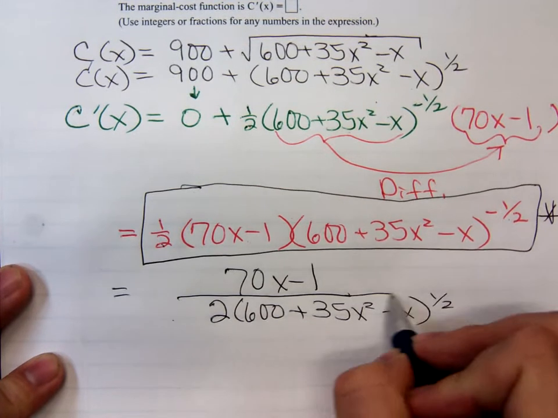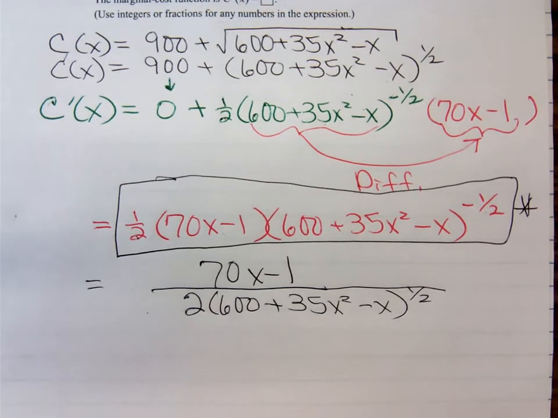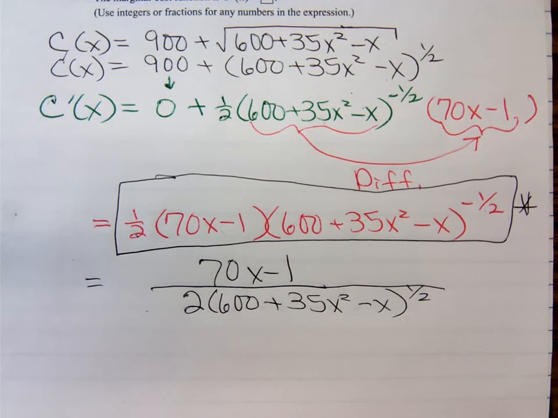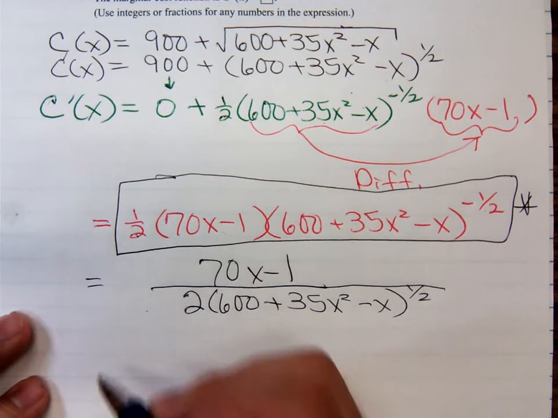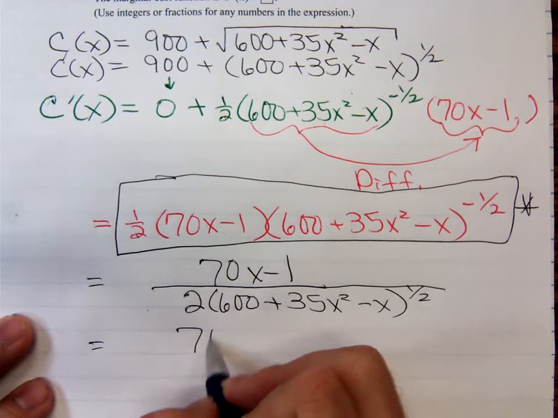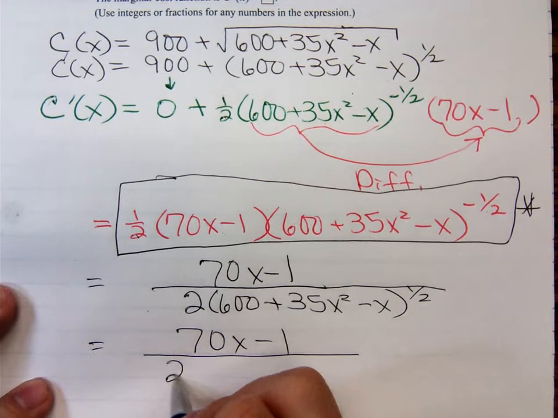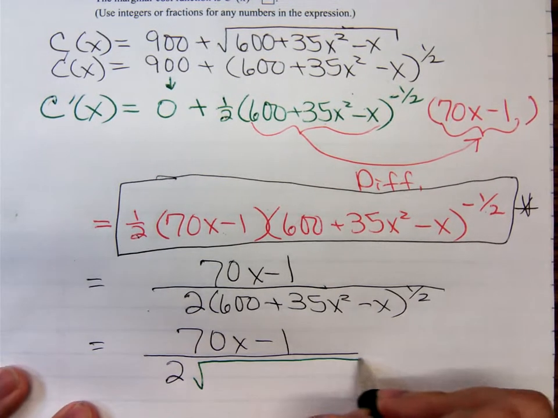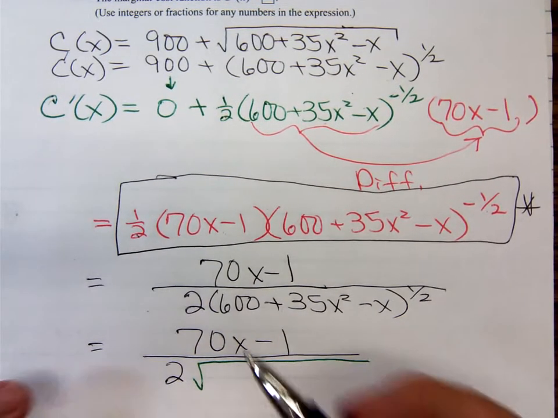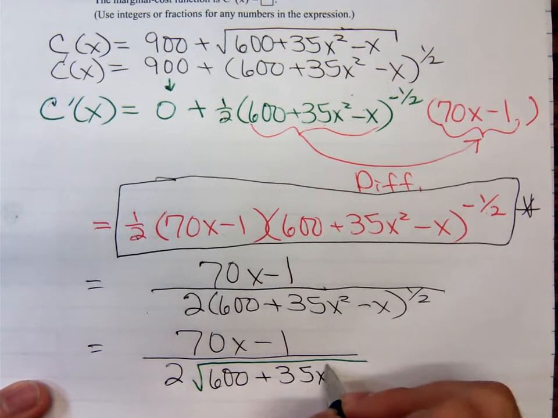And what do you think they do then? They make that 1/2 exponent into a square root. Two square roots of 600 plus 35x squared minus x.